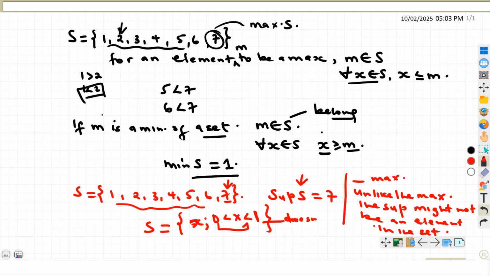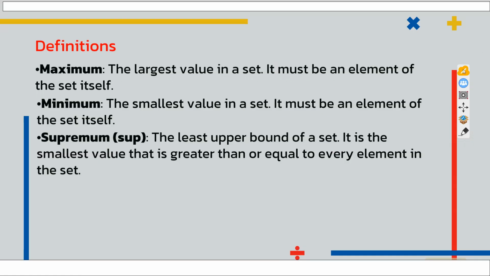Okay, so for that case, 1 qualifies to be called the supremum. However, 1 cannot be the maximum. So we shall keep looking at different examples, and by the end of this video, you should be able to distinguish very well between the maximum, minimum, supremum, and the infimum.